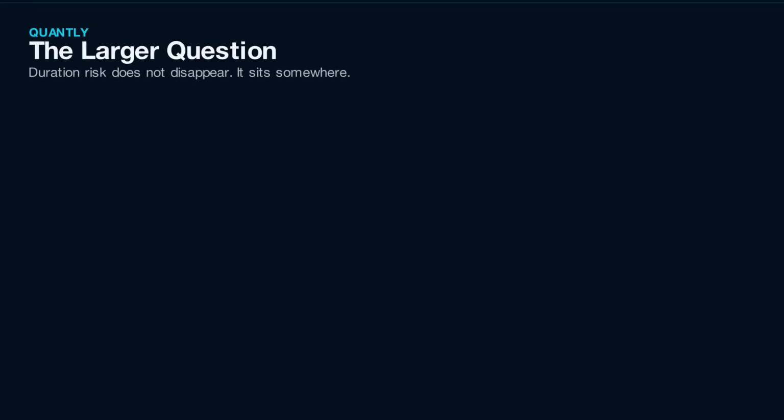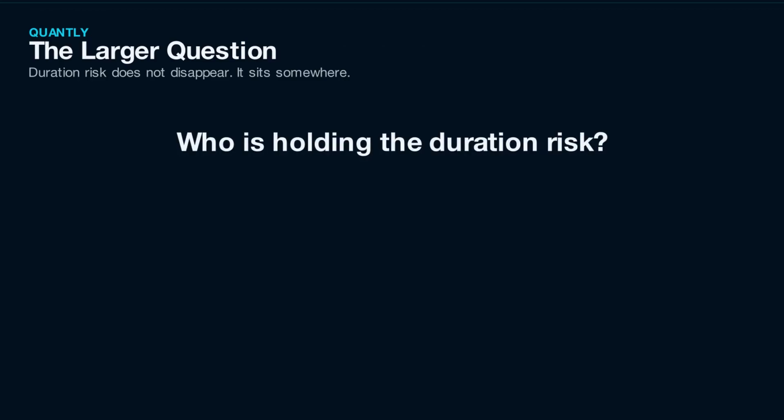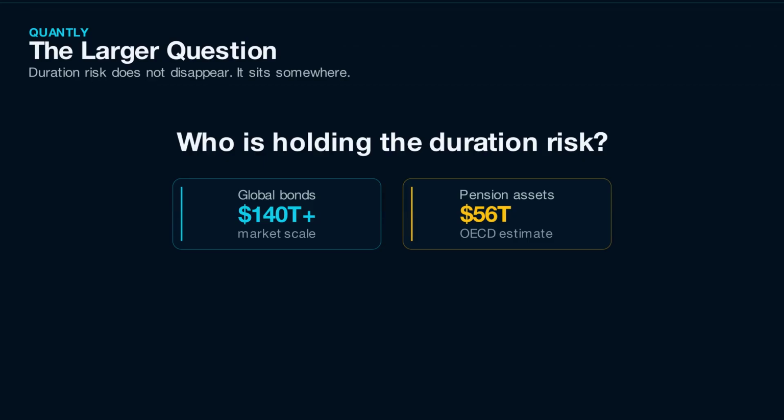In 1938, Frederick Macaulay introduced a measure for the present value weighted average of a bond's cash flows. He called it duration. It was a tool designed to help investors think precisely about when their money would come back. 84 years later, a bank with $209 billion in assets and a pension system protecting millions of British retirees both discovered that they had not thought carefully enough about exactly that question.